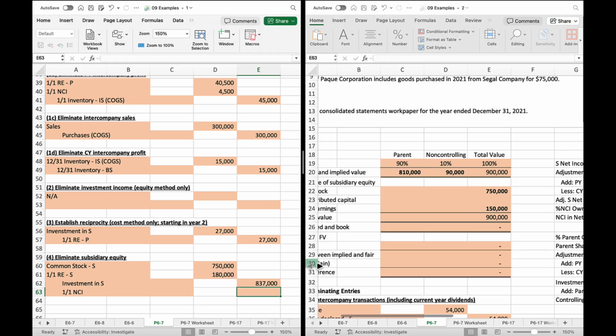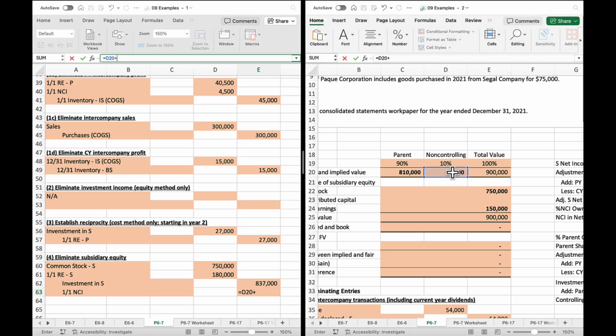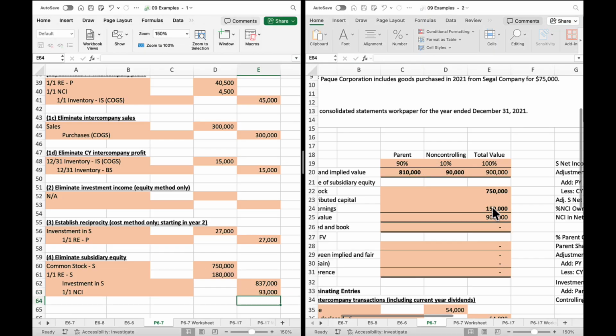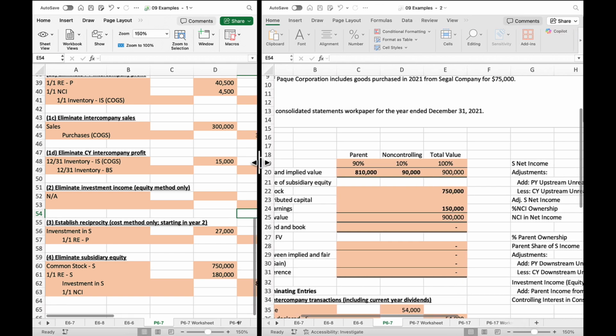We're then going to do the same thing for the non-controlling interest. So we're going to start with the original $90,000. We're going to add to it 10% of that same increase. So the $180,000 minus $150,000. All right, so now we have all of our eliminating entries. We just need to go put them into our worksheet.